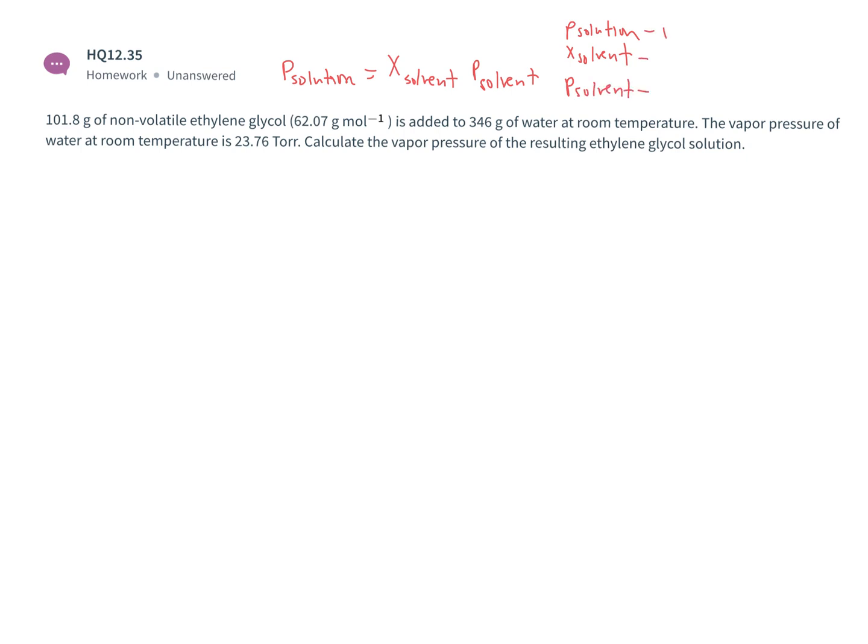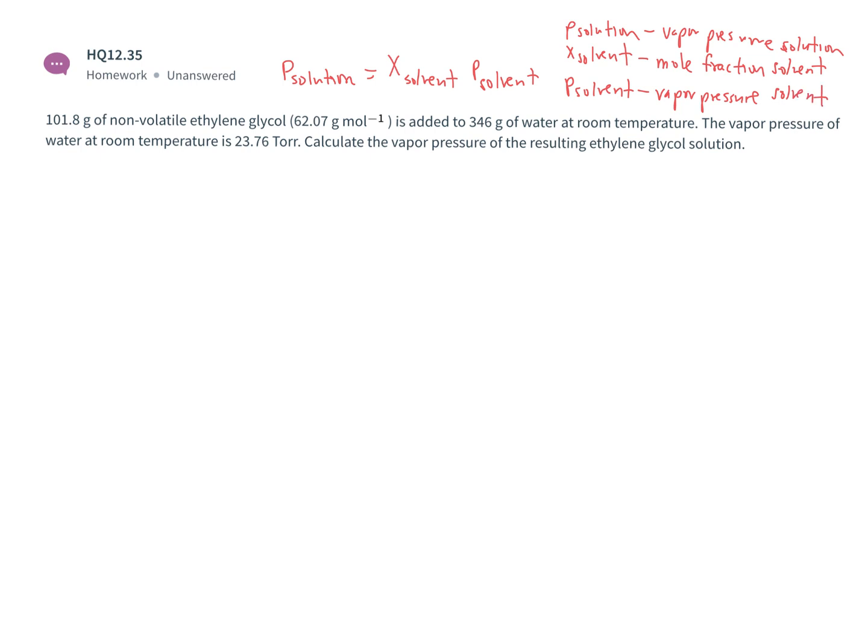Right, P solution is vapor pressure of my solution. X of the solvent is mole fraction of the solvent, and P of the solvent is vapor pressure of my solvent. And so that's what Raoult's law tells us.